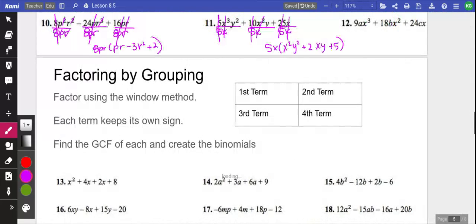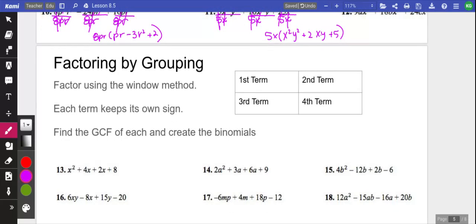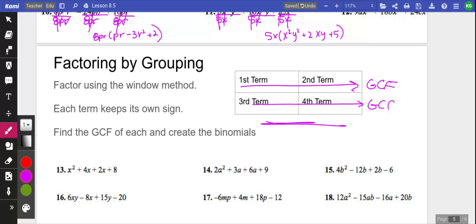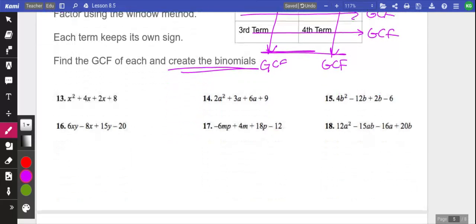Once we get to polynomials or four-termed expressions, we're going to factor by using what's called the window method. In the window method, we put each of the 4 terms in one of the boxes as shown here. Then we find the greatest common factor of these, of these, of these, and of these. That will create our 2 binomials that tell us what was FOILed to get this.